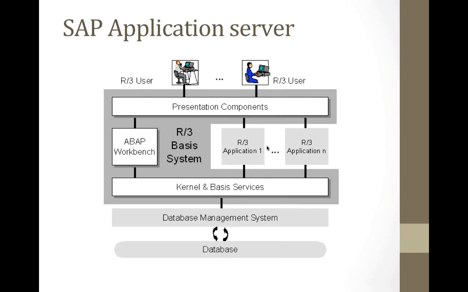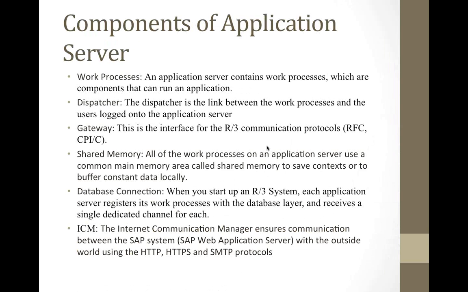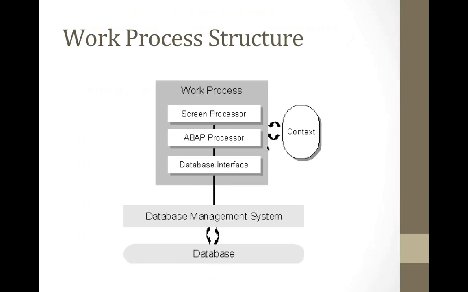So if you see, there are a lot of things here which you need to understand. In the application server, we have various components: work processes, dispatchers, gateway, shared memories, ICM, database connection. All this we'll probably learn a little bit later. So this is the way a work process looks like.